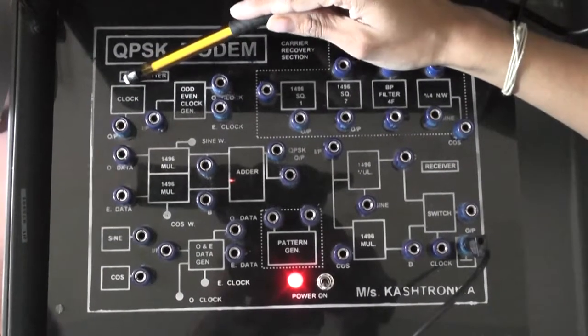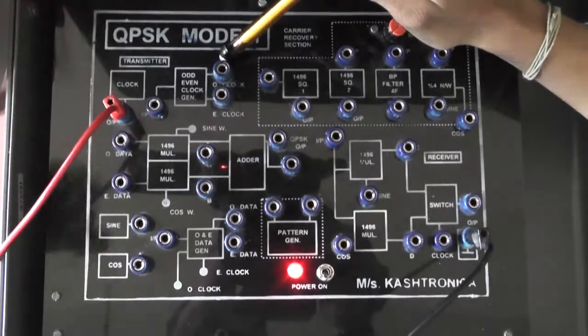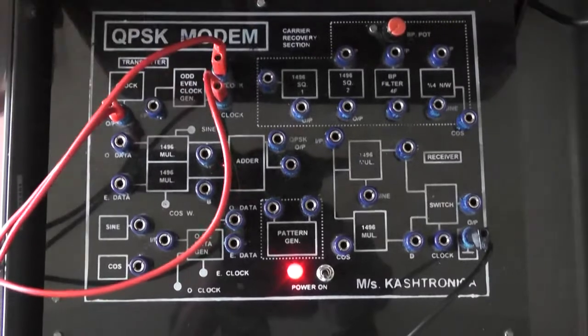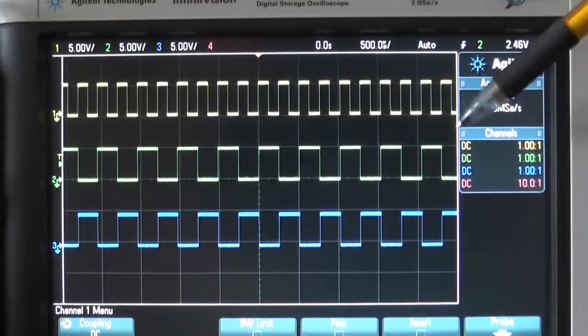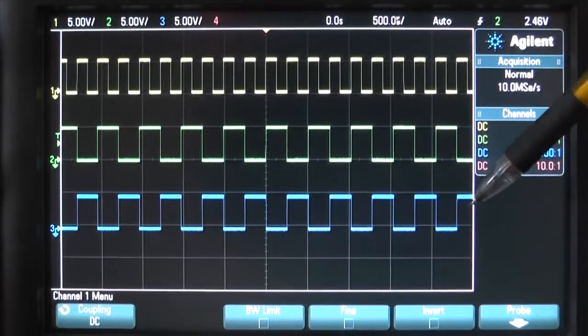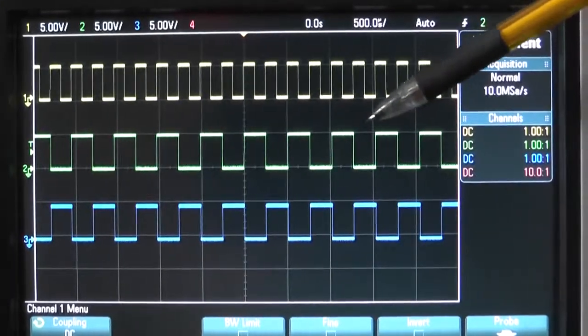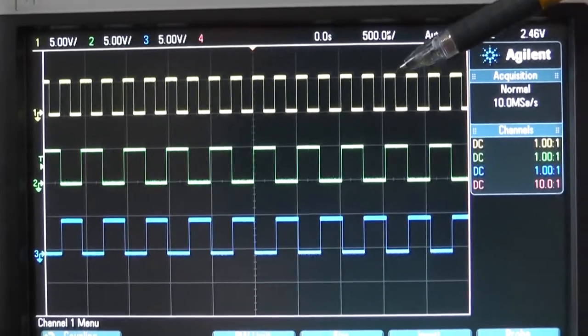Now we will check the clock, odd clock and even clock. Here we can see the clock, the odd clock and even clock. Here we can notice that the time duration for the even and odd clock is double that of the clock.